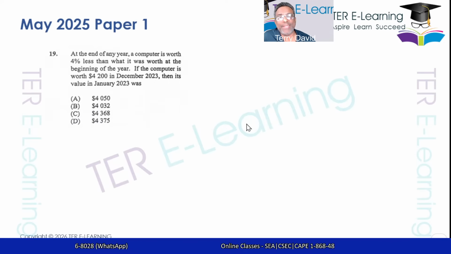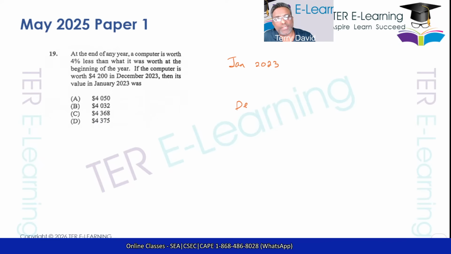At the end of any year, a computer is worth 4% less than what it was worth at the beginning of the year. If the computer is worth 4,200 in December 2023, okay, so the last question like this, we used a car. So that's Jan 2023. This is December 2023. Now let's assign a percentage to this here. At the beginning of the year, the value is 100%. At the end of the year, they said it's 4% less. So that means it's 96%.